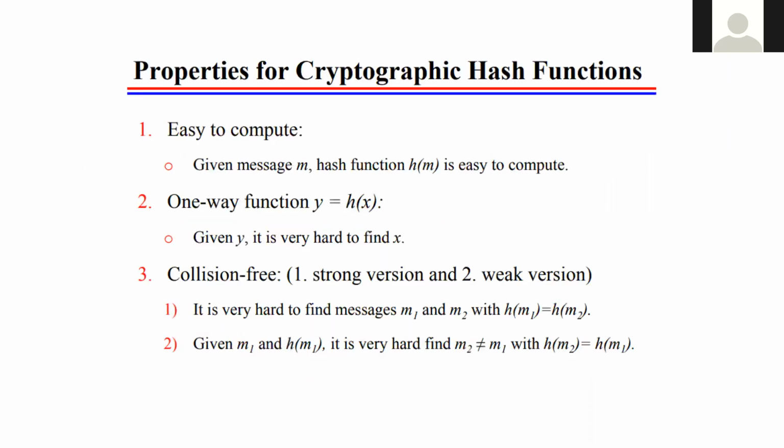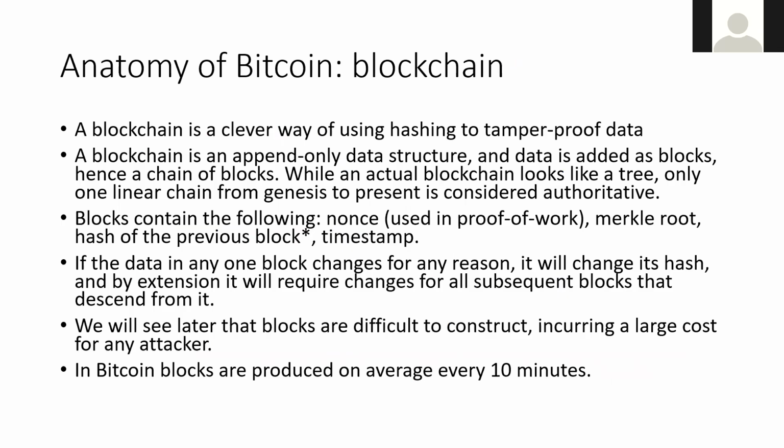Okay, so now we're going to talk about the blockchain. This is probably what people always hear about with Bitcoin. If they hear one thing beyond Bitcoin, it's blockchain. So one way of thinking about blockchain is that it's a clever way of using hashing to tamper-proof data.